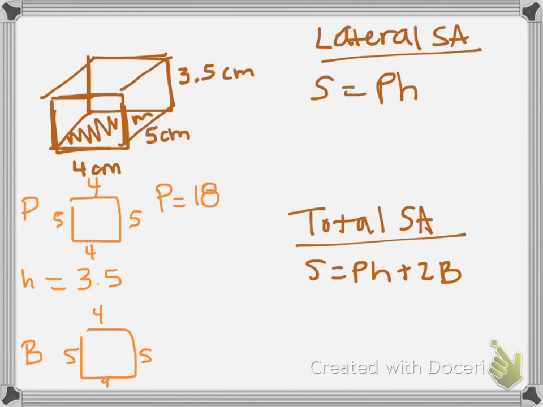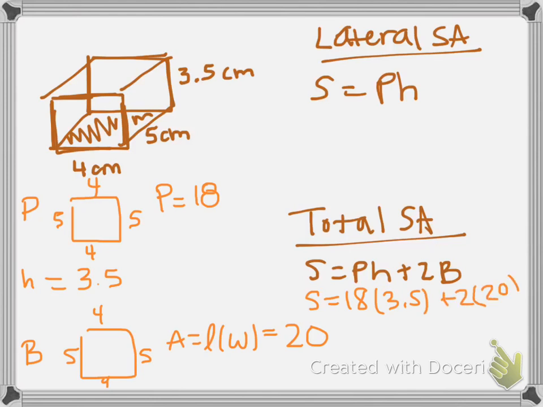And then the area of the base. I pause and I think, how do I find the area of a rectangle? Length times width. So I just do 5 times 4, which will give me 20 as my B. Plug it into my formula. 18 times 3.5 plus 2 times 20. Plug it into my calculator. And that will give me 103 centimeters squared. Okay, practice surface area. You're awesome.